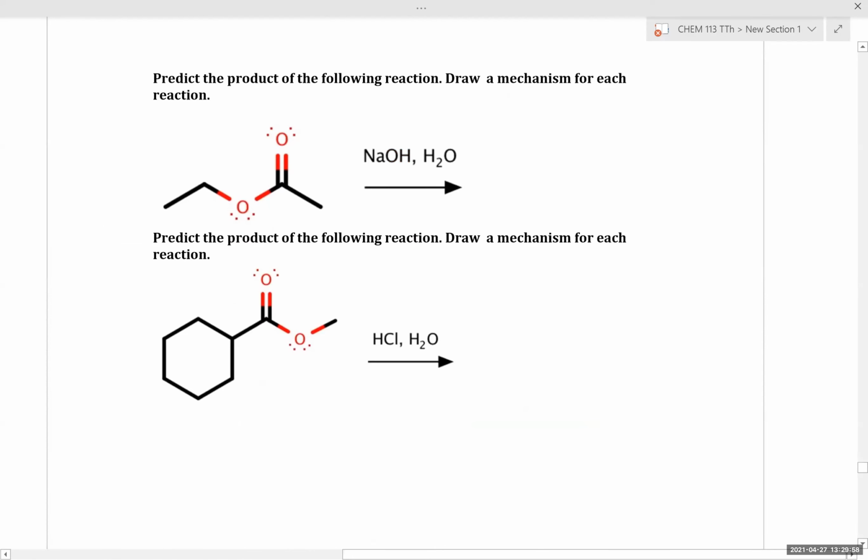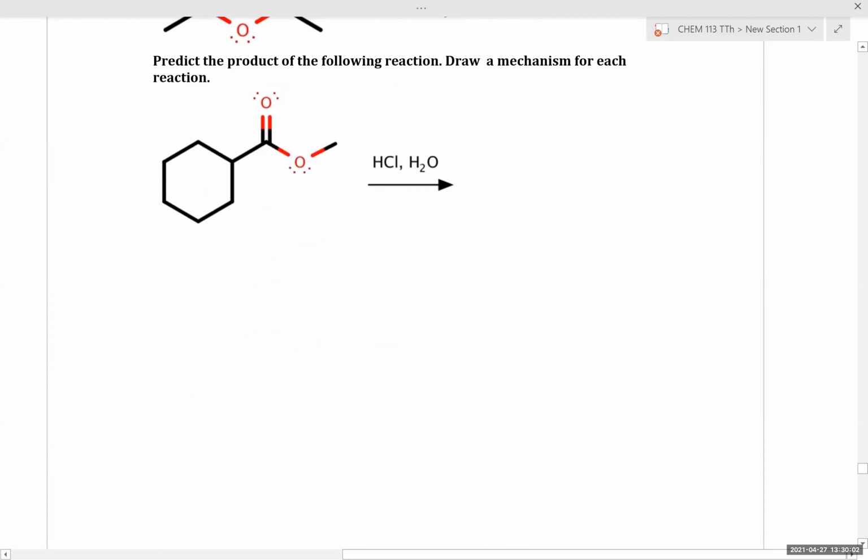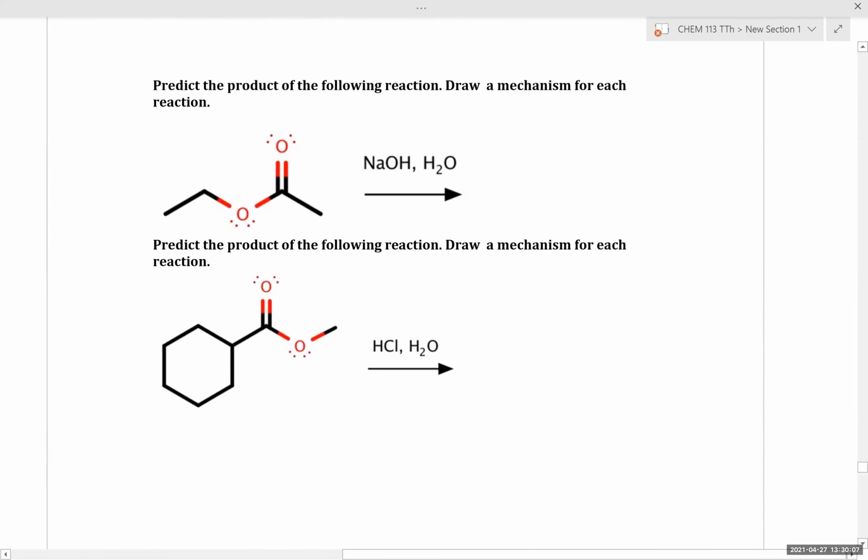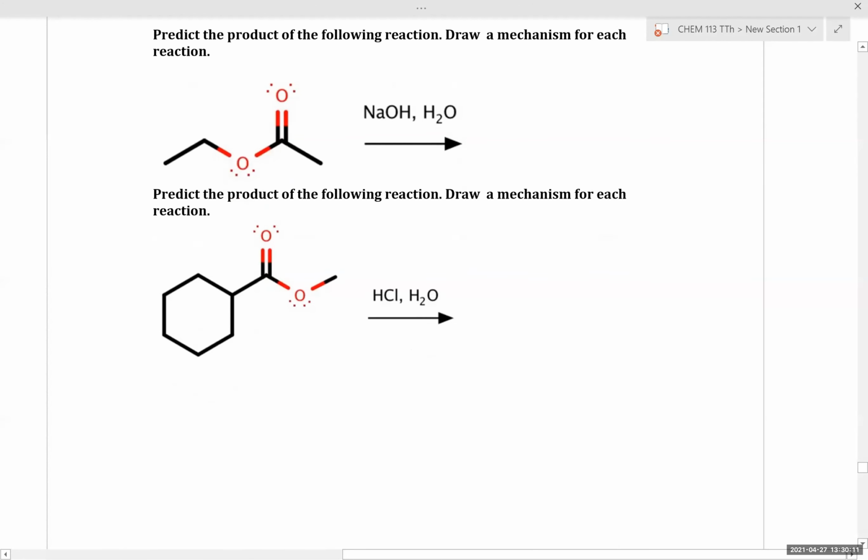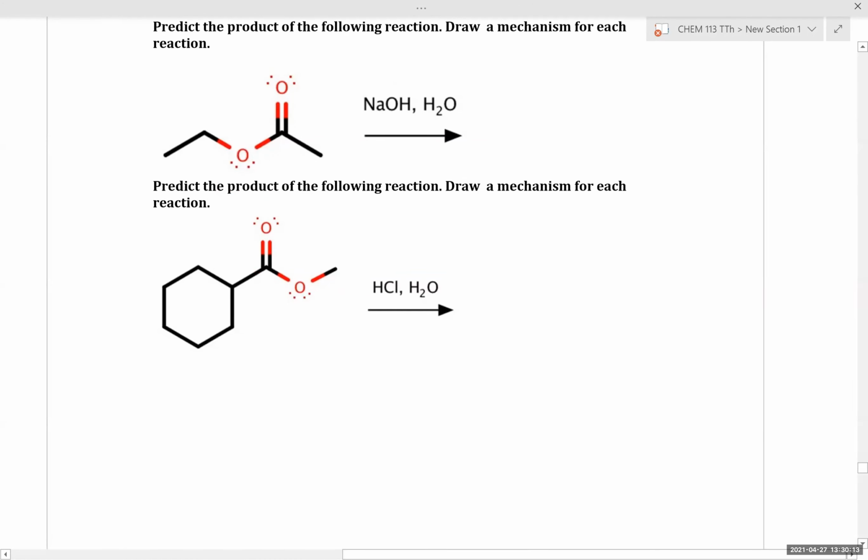So in this case, we're asked to do a series of product predictions. We're asked to predict the product for each reaction and draw a mechanism for each reaction. And there's plenty of space below on the class whiteboard if you'd like to try to annotate and share your proposed mechanisms.